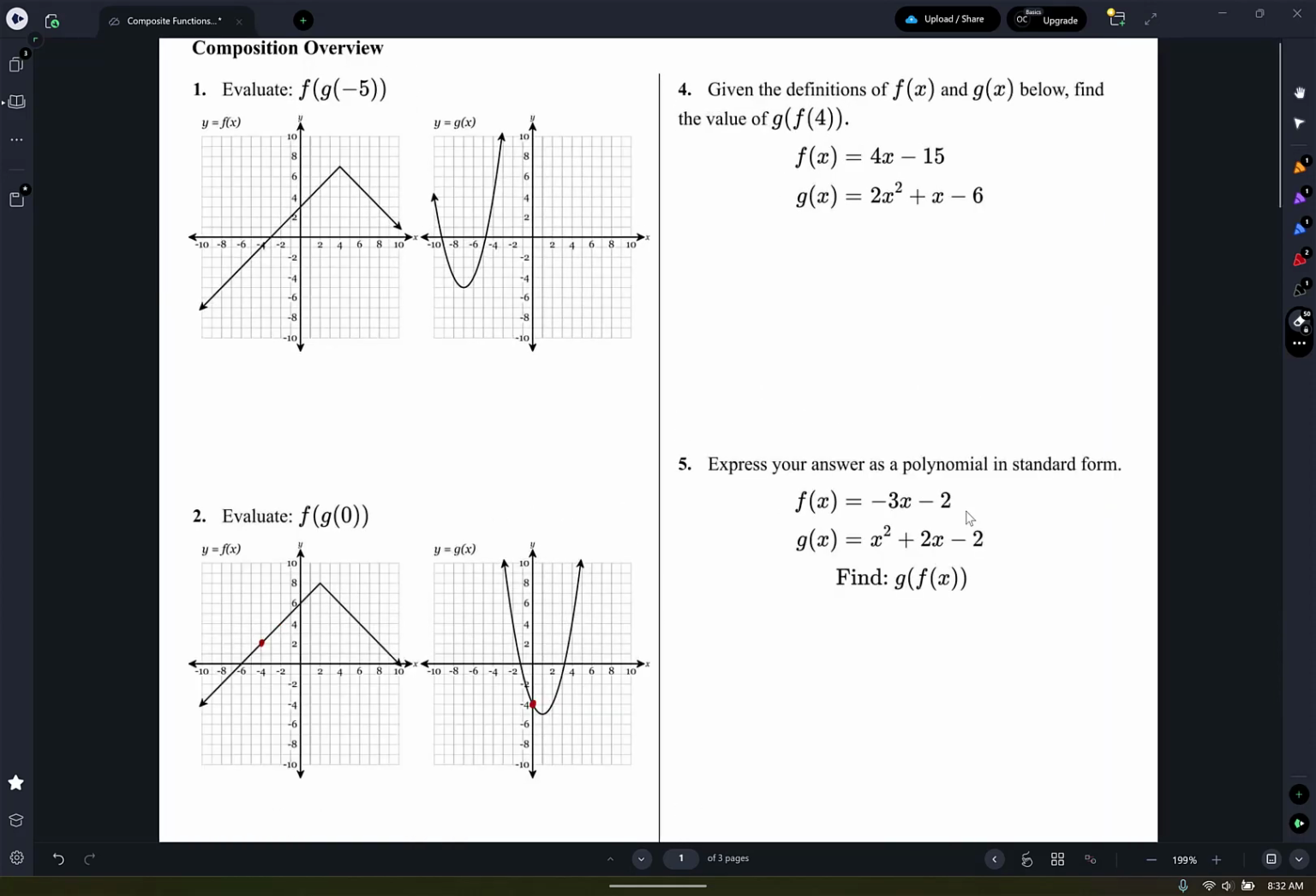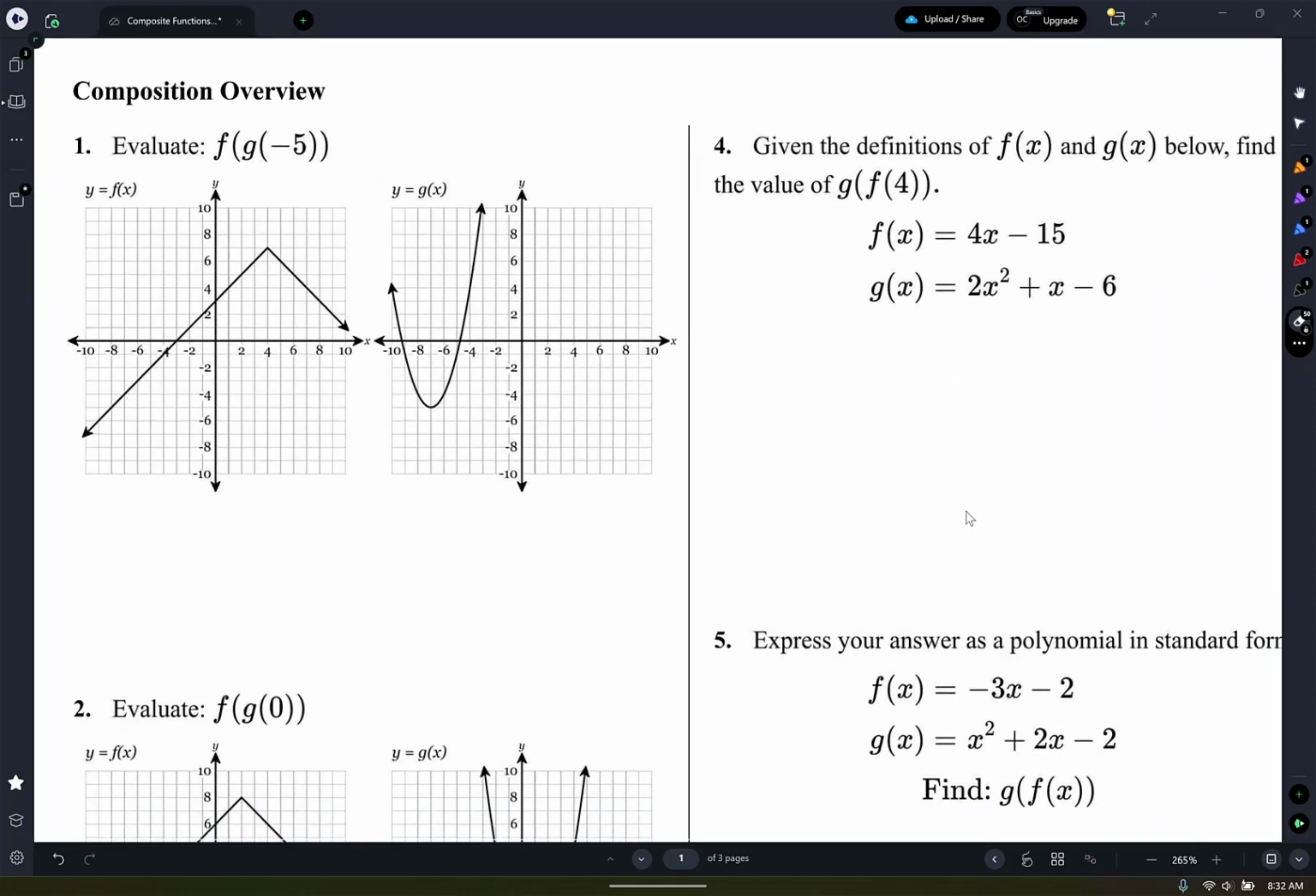All right, guys. Here we go. This is a composite functions overview. So yeah, let's get started, and hopefully it all makes sense for you guys.